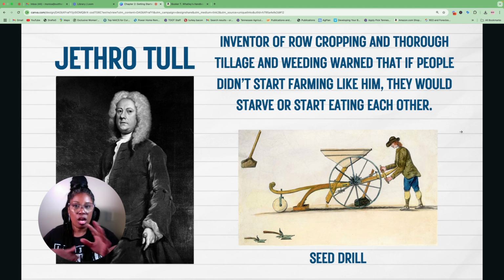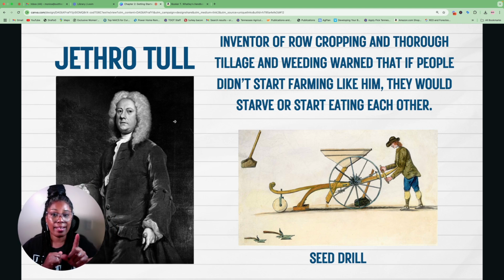So let's talk about why all of that happened. Why did all of those external inputs come in? Like I said, the population, right? There were people that were like, look, if y'all don't start farming in a different way, people are going to starve or start eating each other. One of those people was Jethro Tull. This is him, not the band, okay? He was the inventor of row cropping and thorough tillage, and he warned that if people didn't start doing what he was doing, people were going to start to starve to death. That was a serious concern of his.